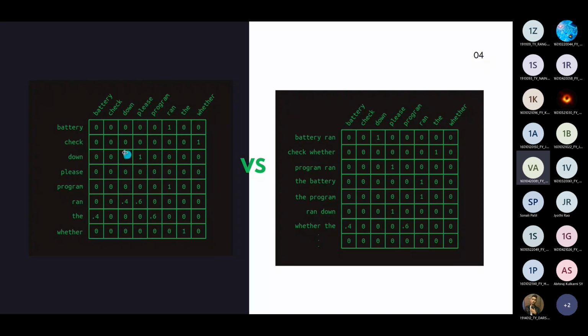Here, if you see, some things got decreased. Here, "ran" was 0.4 and 0.6, and here it became directly 1. So the complexity got reduced. But at the same time, there is one more issue which arises.